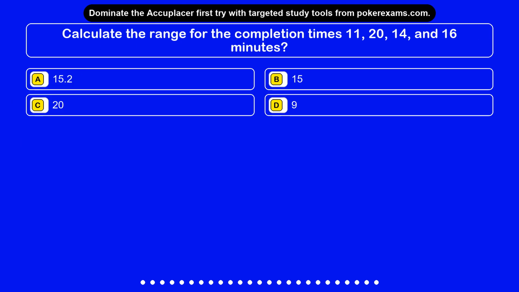Question 9. Calculate the range for the completion times 11, 20, 14, and 16 minutes. Option A, 15.2. Option B, 15. Option C, 20. Option D, 9.